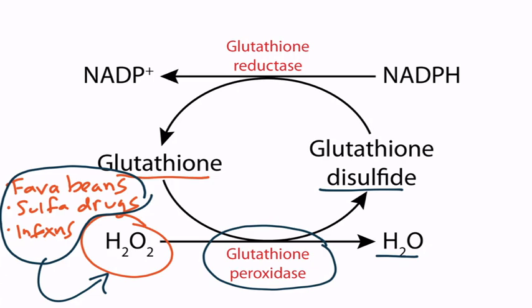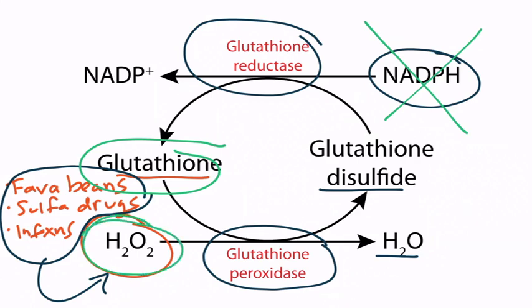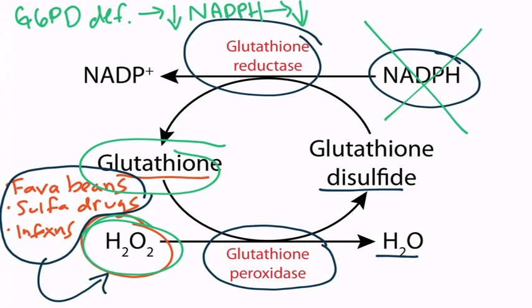In order for glutathione to be regenerated, NADPH must be used. Notice that glutathione reductase uses NADPH to regenerate glutathione. So in patients with a G6PD deficiency, NADPH cannot be produced, and thus glutathione cannot be regenerated, so red blood cells experience an increase in oxidative stress in the form of hydrogen peroxide, which results in hemolysis. So patients with a G6PD deficiency will have decreased NADPH, which will result in decreased glutathione, which will result in hemolysis.